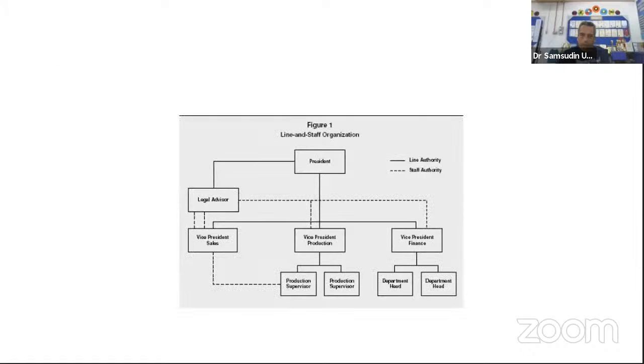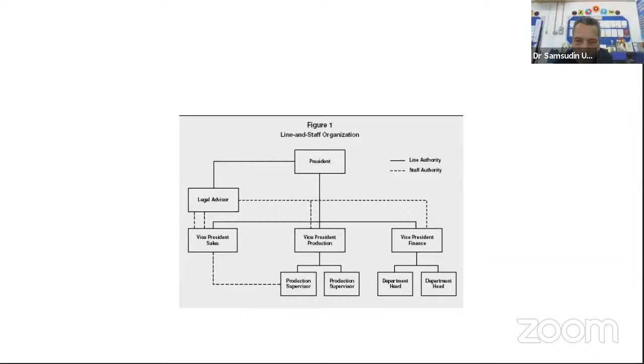I hope you can see the slide. You can see there is a direct line. This diagram we call line authority. You can see from the president to the vice presidents. So there is a line structure. But there is another structure that we call the staff authority.